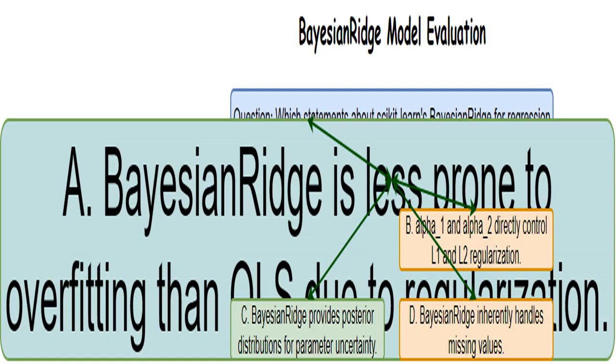This statement is true. BayesianRidge uses prior distributions on model parameters, causing shrinkage towards zero. This built-in regularization prevents overfitting, especially helpful with multicollinearity where OLS can become unreliable.